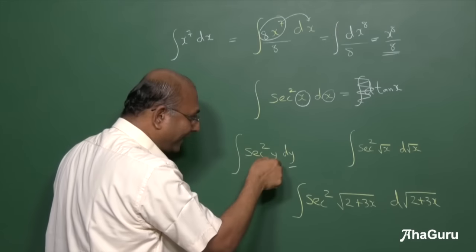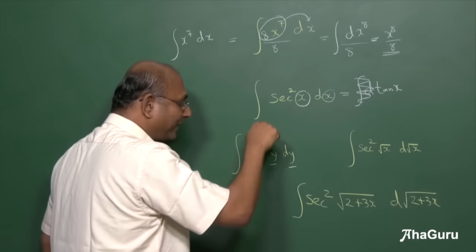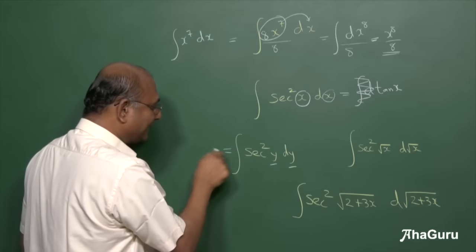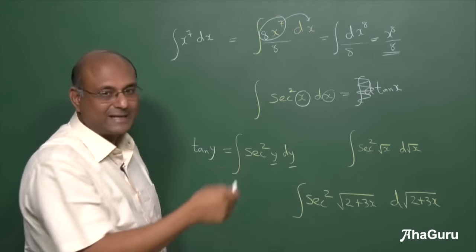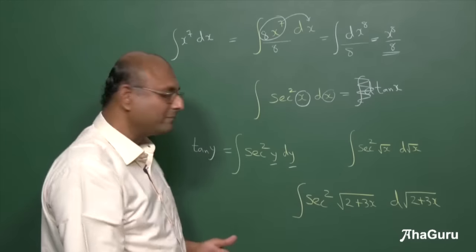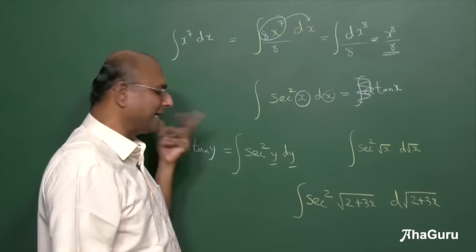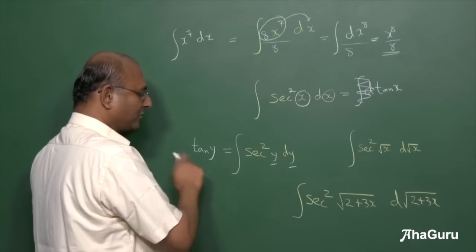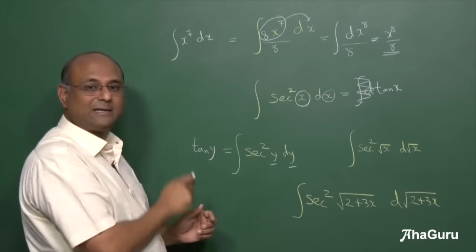Secant square y dy. This and that must be the same. So secant square y dy, the answer is tan y. Of course, in each of these cases, I must add a constant c, which I am not doing. Let us first learn this step. You always know that you must add a constant, right? Integration constant, which I am not going to do. So is that clear? Secant square y dy is tan y.